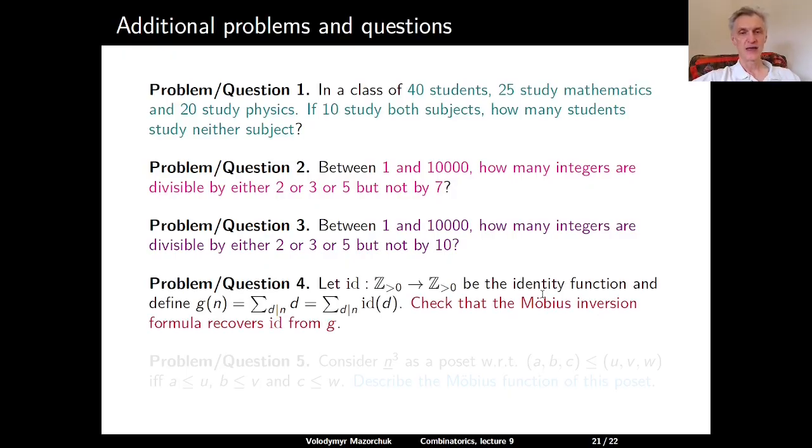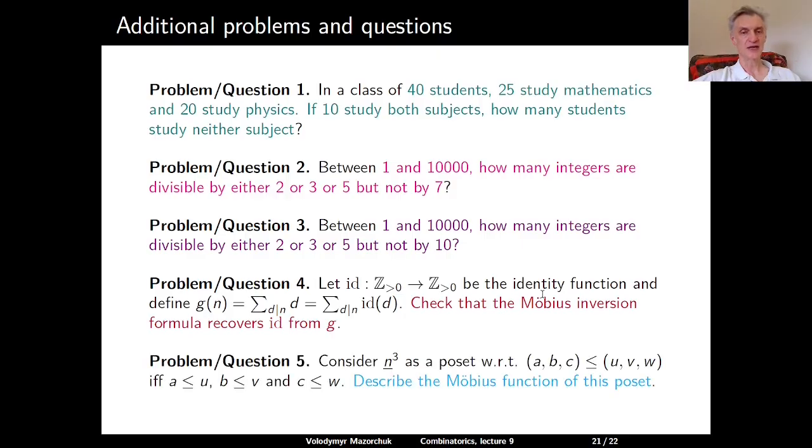Question 4. Consider the identity function on the set of all positive integers and define g of n as the sum over all divisors d of n of the identity applied to the divisor d, just d. So check with the Möbius inversion formula that it recovers the identity function from this g. Question 5. Consider n underlined to the power 3 as a poset with respect to the natural order. So (a, b, c) is less than or equal to (u, v, w) if and only if a is less than or equal to u, b is less than or equal to v, and c is less than or equal to w. Describe the Möbius function for this poset.